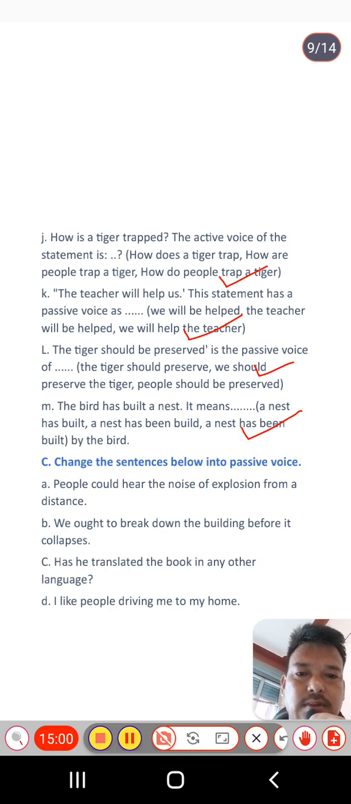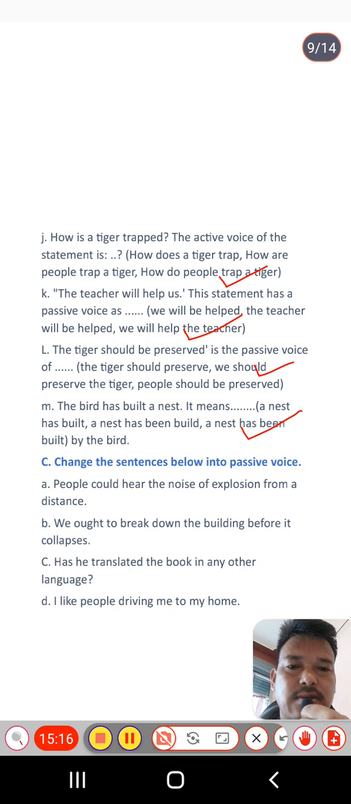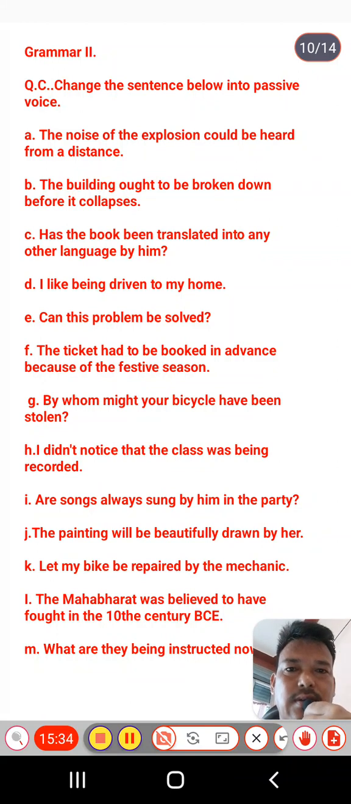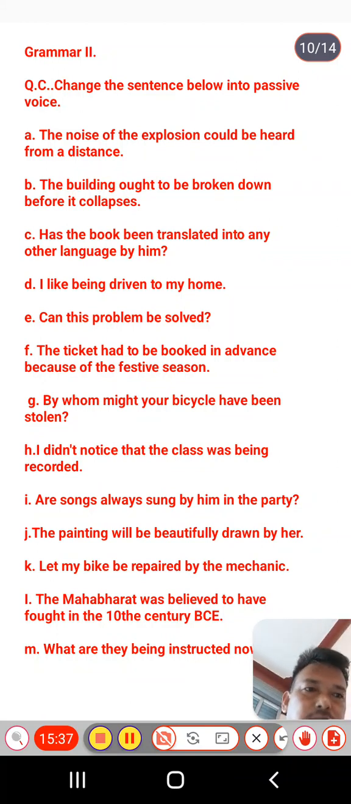Now we have C number, that is filling the blanks in the grammar part. Now we have active and passive voice. C number exercise. Change the sentences below into passive voice. So you have to change this active voice into passive voice. A number of people could hear the noise of explosion from a distance. So I have solved all the exercises. Have a look at the answer I have written here, and number 1 is: the noise of explosion could be heard by the people.